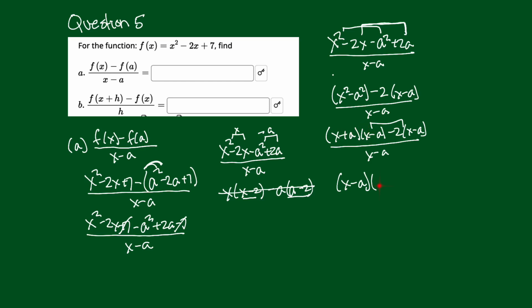So I'm left with x plus a minus 2 over x minus a. And now those x minus a's cancel, and I'm left with x plus a minus 2. Right, a bit of work on that one for sure.